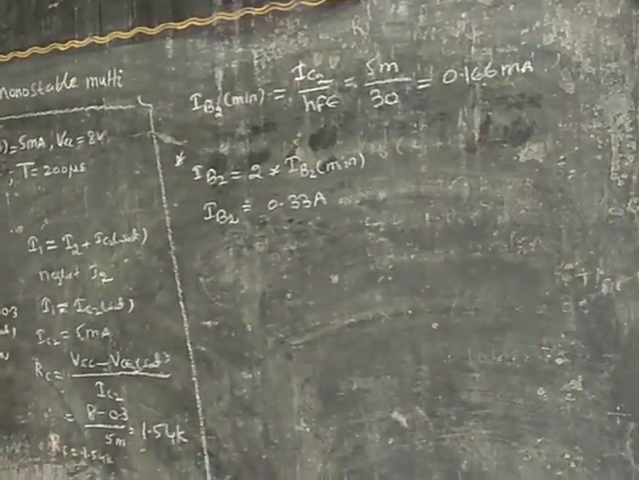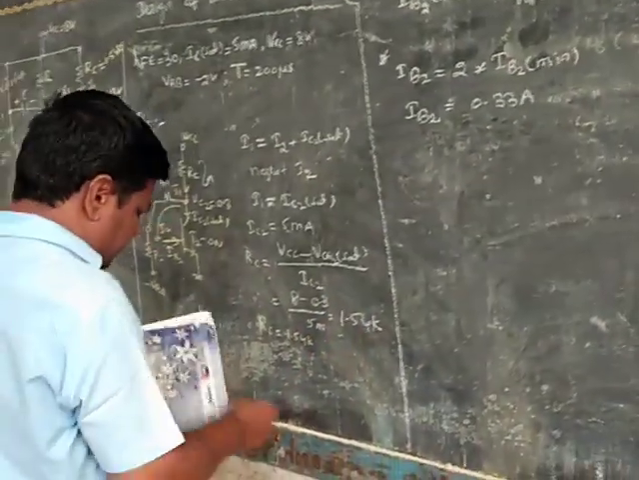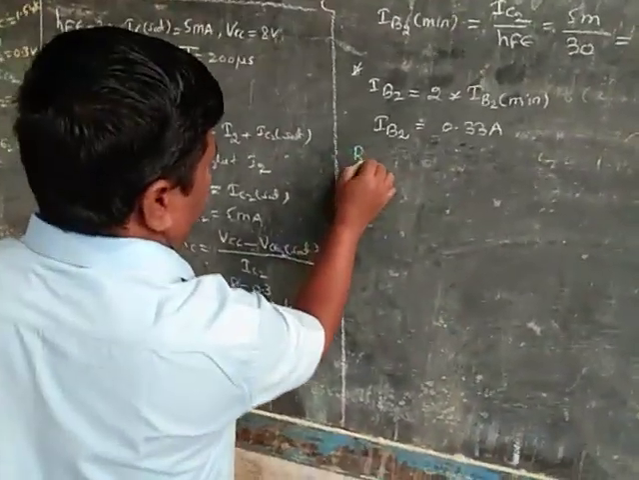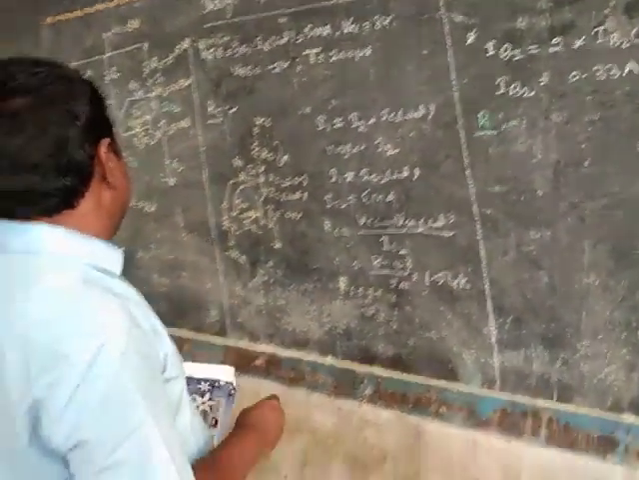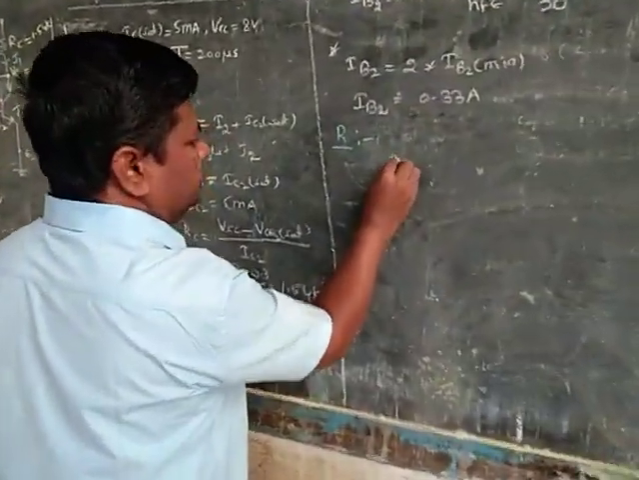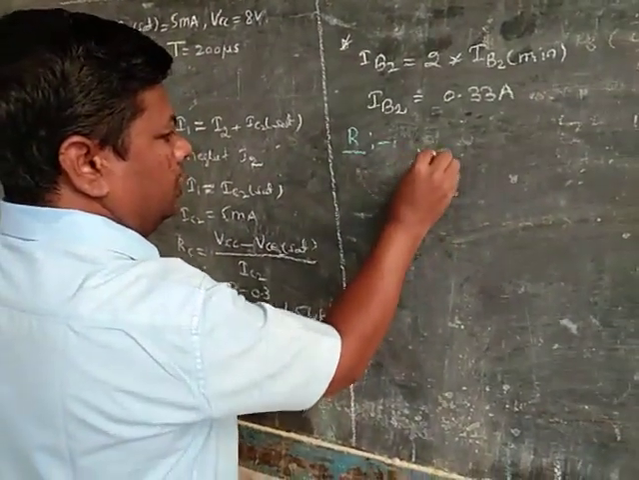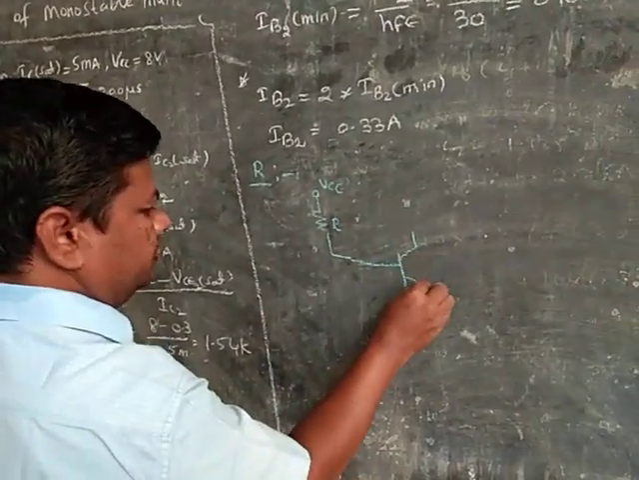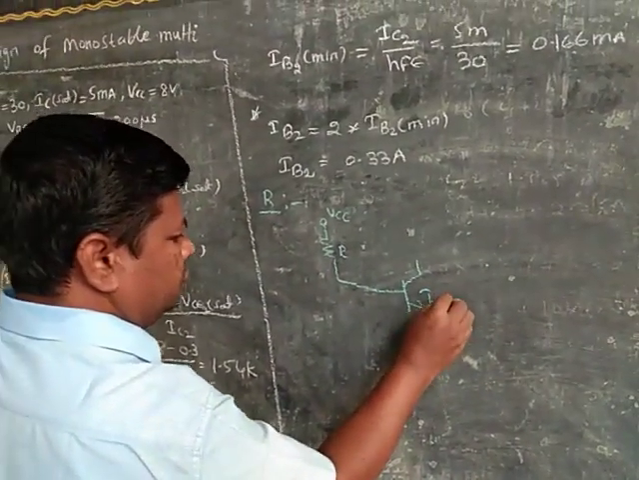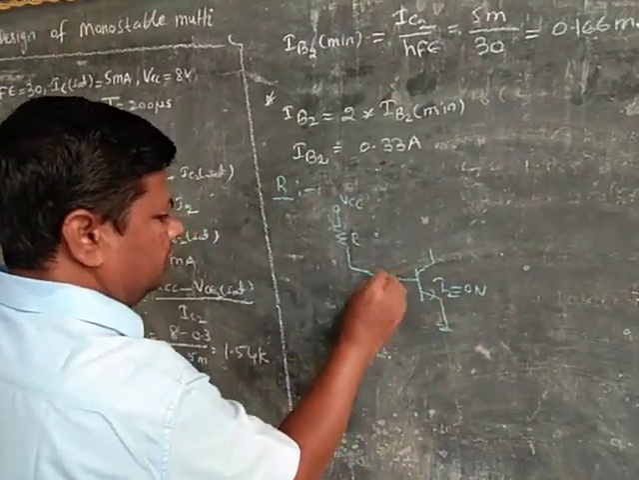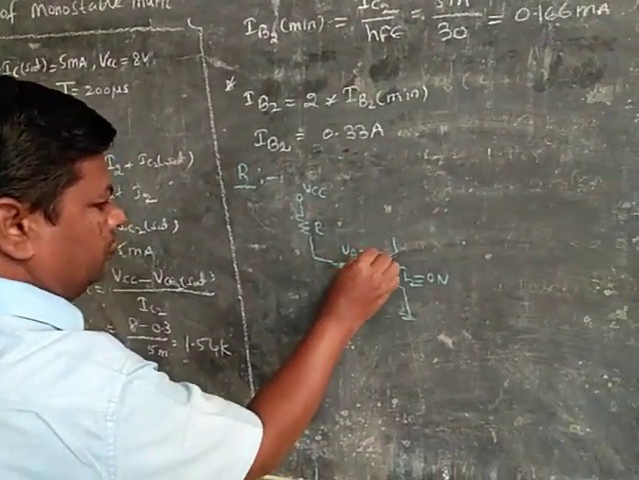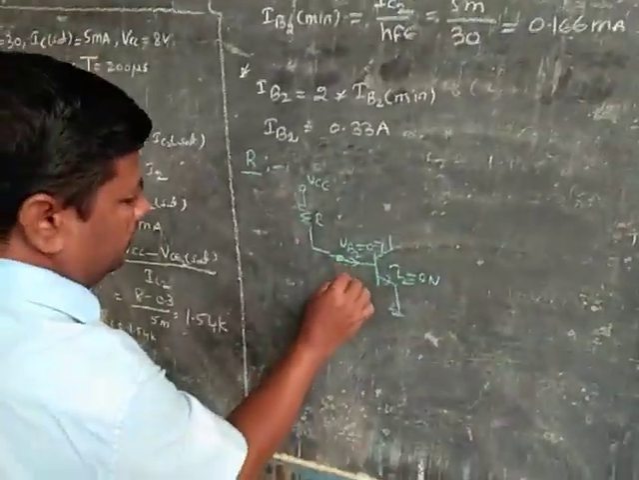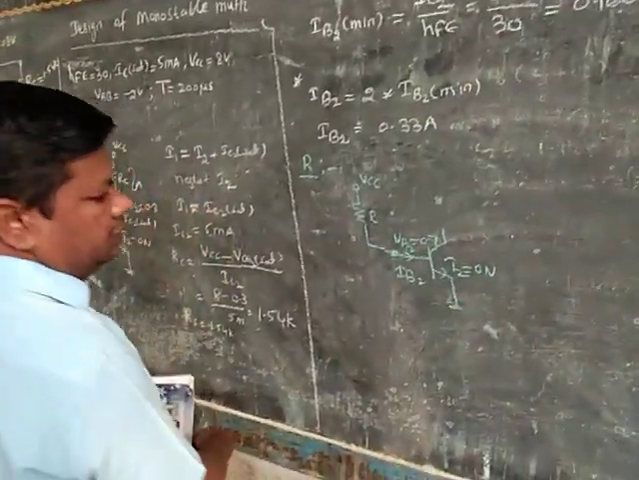Once you know the IB2 current, then find another resistor in the circuit, R. Consider this branch. This is the resistor R, this is VCC, and this is connected to the base of the T2 transistor. Here the base voltage VB2 is equal to 0.7, and the current here is the IB2 current.